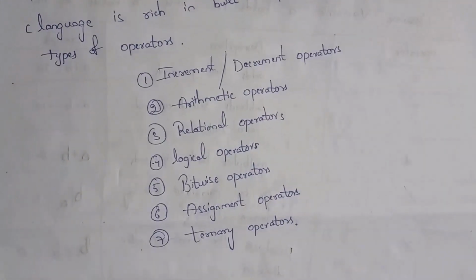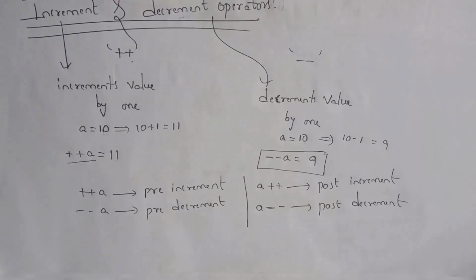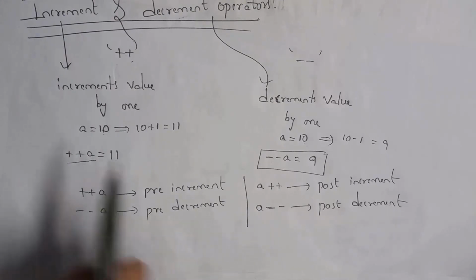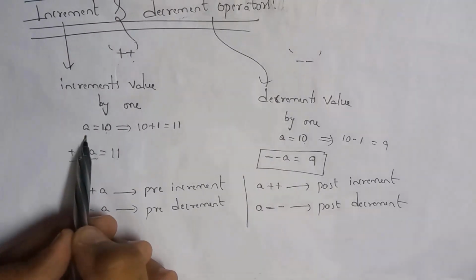Of those, the first one is the increment and decrement operator. At first I will explain what an increment and decrement operator is. The increment operator will increment a value by 1. For example, here I took a variable A and I gave the value of A as 10.